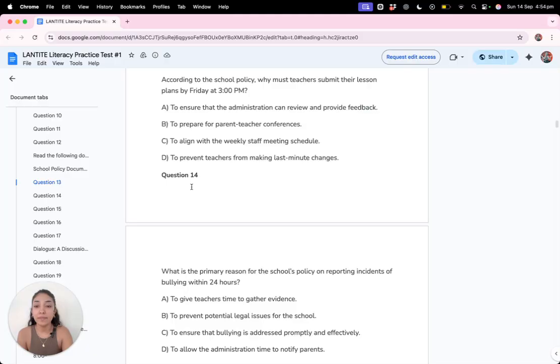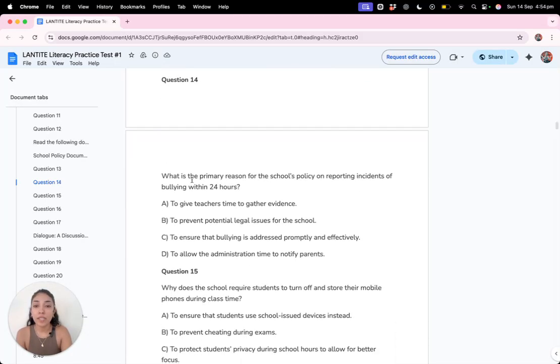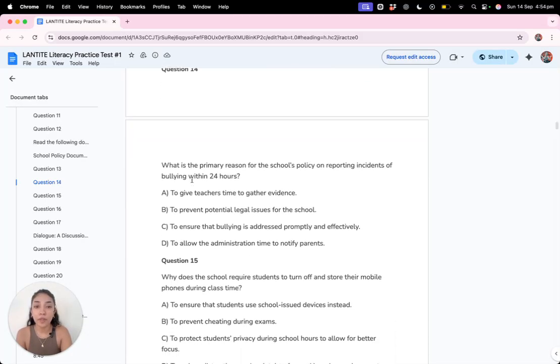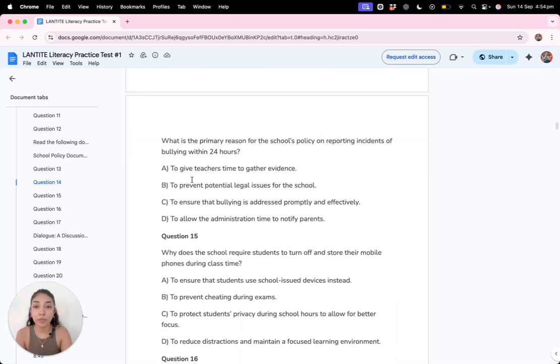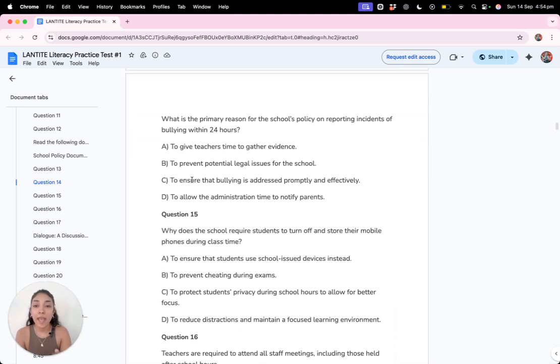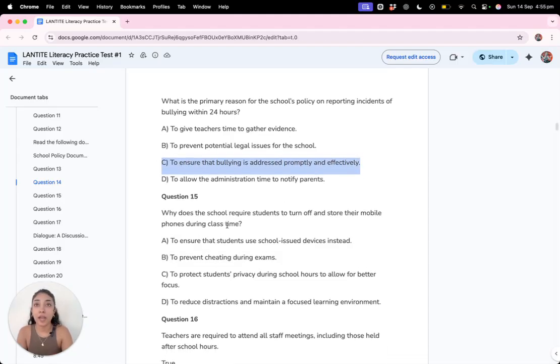Question 14. What is the primary reason for the school's policy on reporting incidents of bullying within 24 hours? A, to give teachers time to gather evidence. B, to prevent potential legal issues for the school. C, to ensure that bullying is addressed promptly and effectively. And D, to allow the administration time to notify parents. So based on the information above, it is answer C.